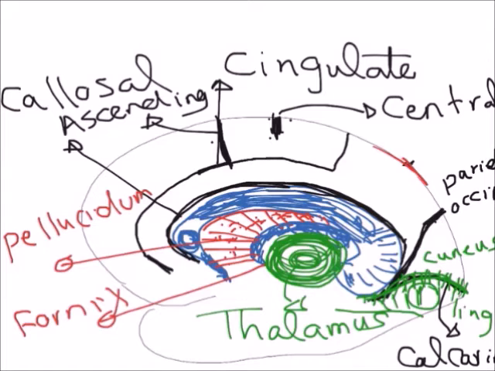This is the cuneus between the calcarine and the parieto-occipital, and the area just in front of the cuneus is the precuneus. The precuneus is lying between the parieto-occipital fissure and the terminal part of the sulcus cinguli. So this is the precuneus. This area here is the precuneus area of the brain.